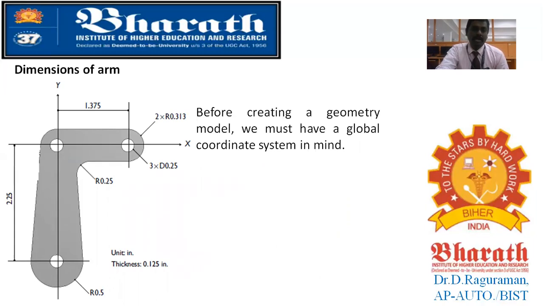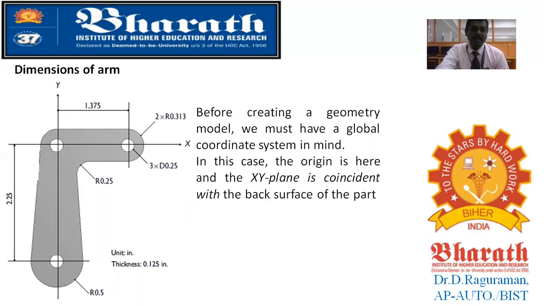Before creating the geometry, what is needed? We need a global coordinate system in mind. In this case, the origin is here, and the XY plane is coincident with the back surface of the part. All the dimensions will be given with respect to the origin and the XY plane. You can see 1.375 from the origin, and 2.25 for this circle from the origin. With the origin here, the x-axis goes this way and the y-axis goes this way.